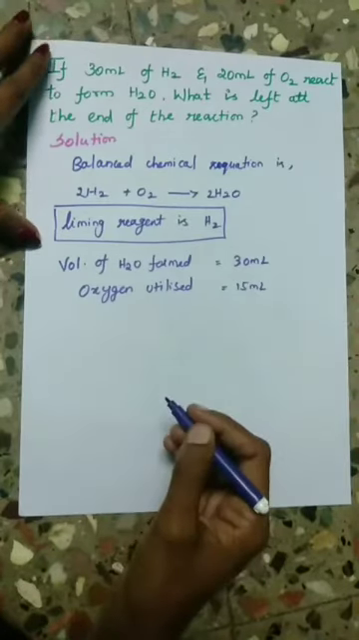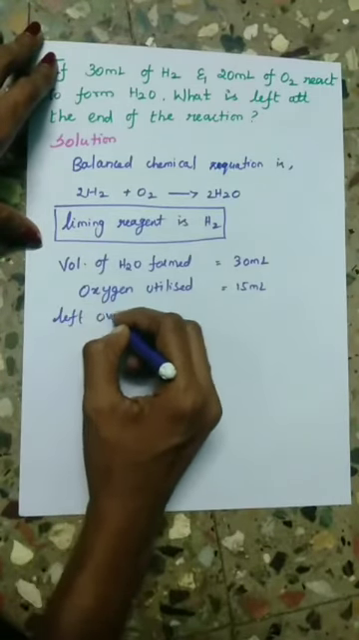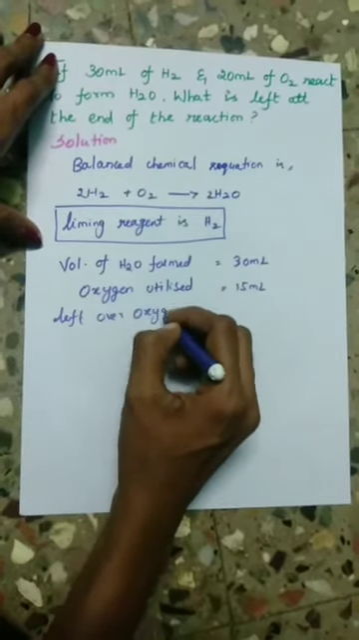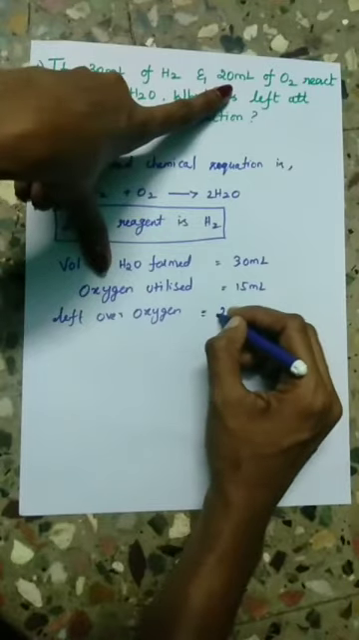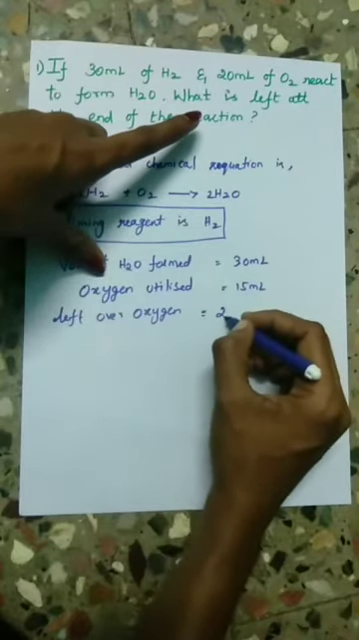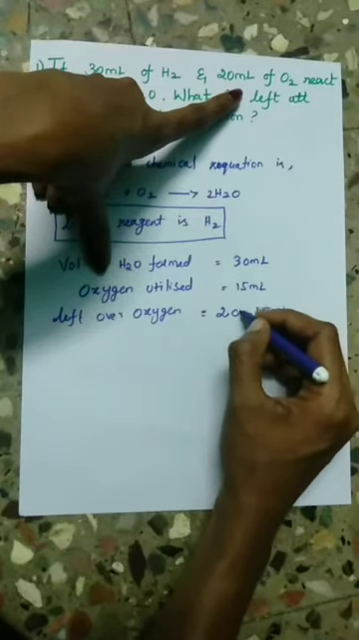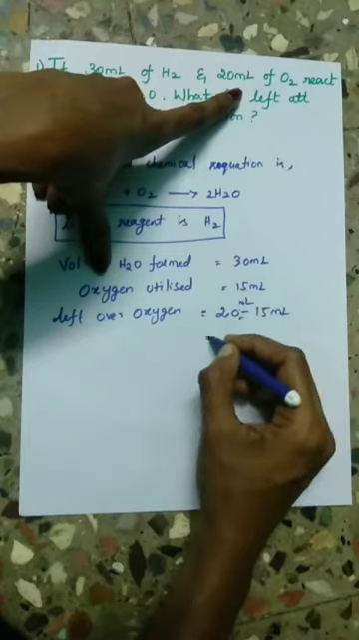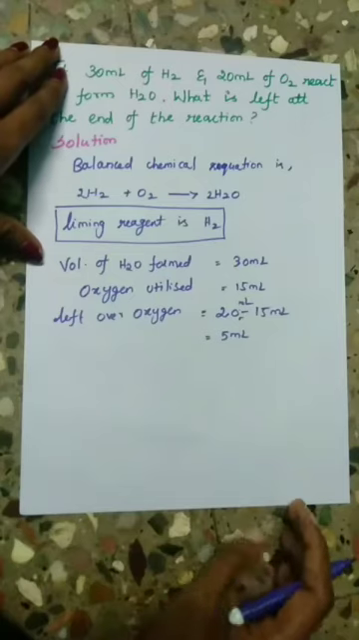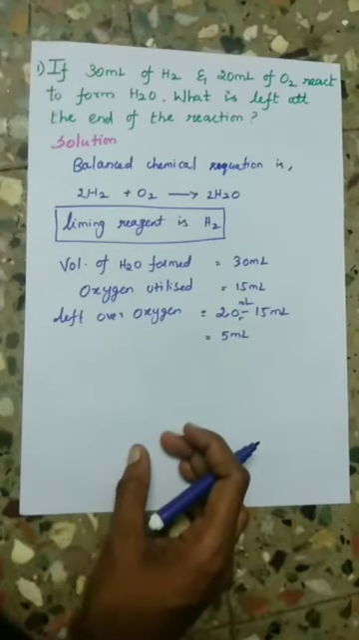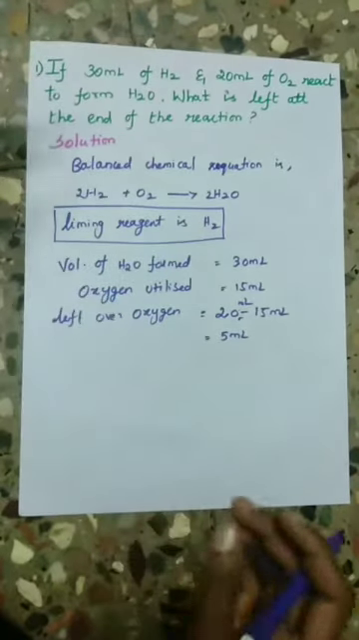So here left over oxygen, that is 20 ml. Correct, 20 ml. So the oxygen utilized is 15 ml, so from this 20 ml we subtract 15 ml. So what we get as the answer is 5 ml only. So at the end of the reaction 30 ml of water is formed and 5 ml of oxygen is left.